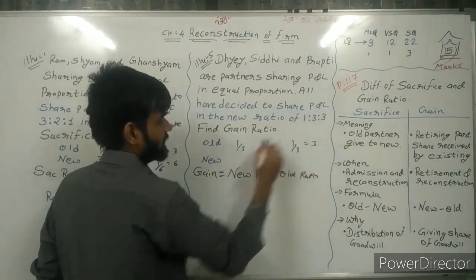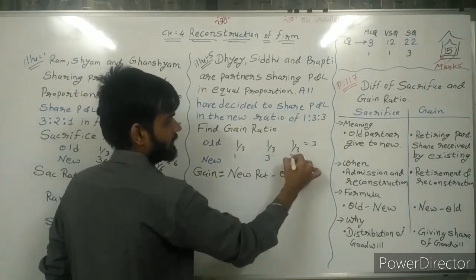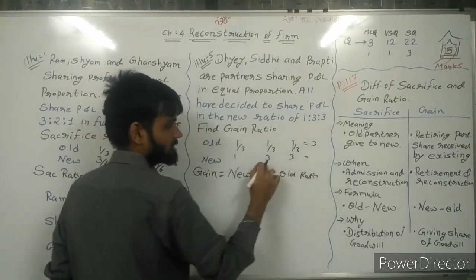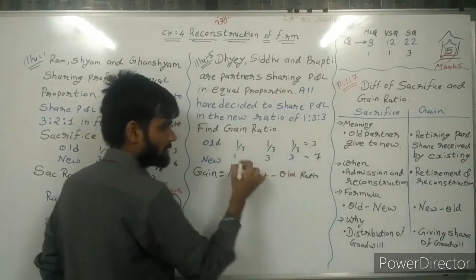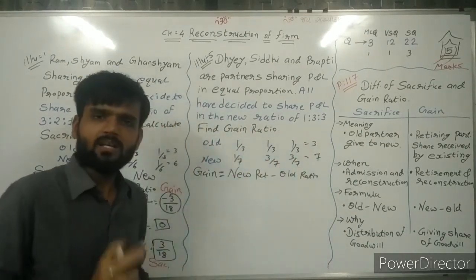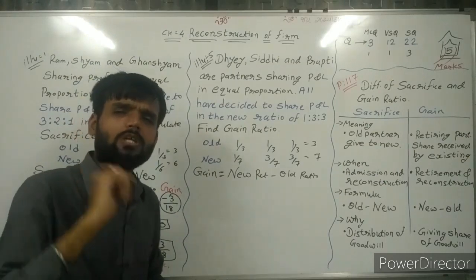New ratio is 1, 3, 3. So total of this: 3 plus 3, 6 plus 1, 7. So 1 by 7, 3 by 7, 3 by 7. This is the ratio. Now what we need to do, sir?